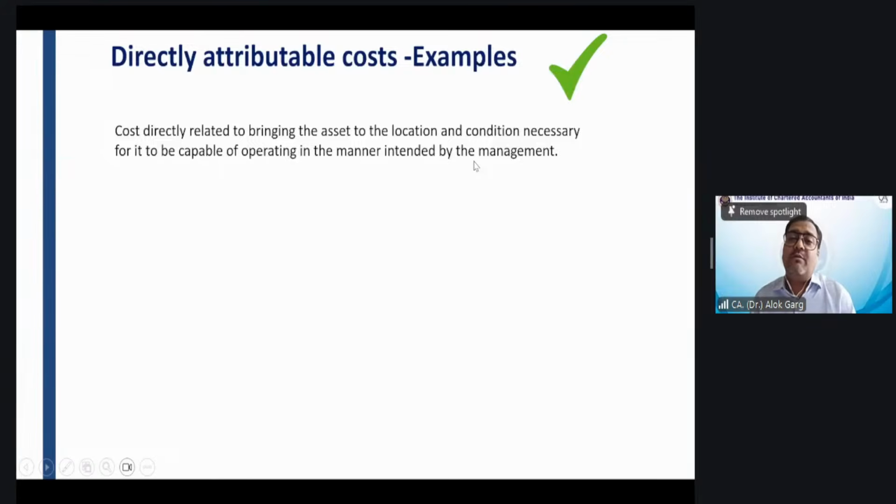Then what is an example of directly attributable cost? Cost directly related to bringing the asset to the location and condition necessary for it to be capable of operating in the manner intended by the management. Any cost which is directly related to bringing the asset to the location and condition which is necessary for making it capable of using the asset in a desired manner, right?